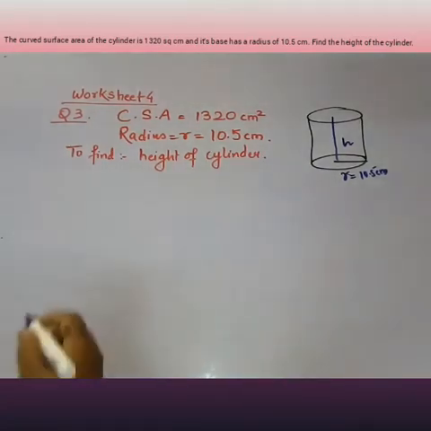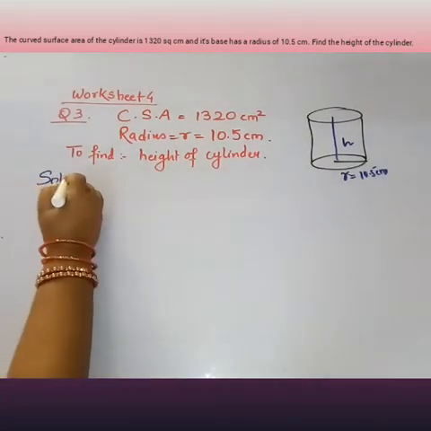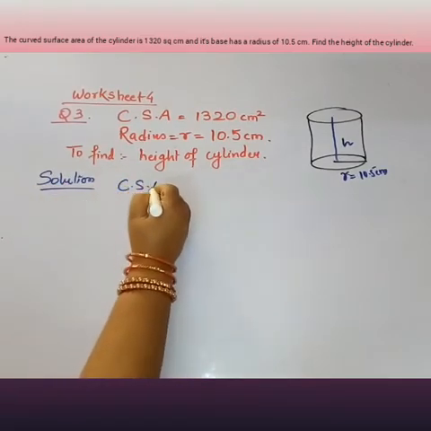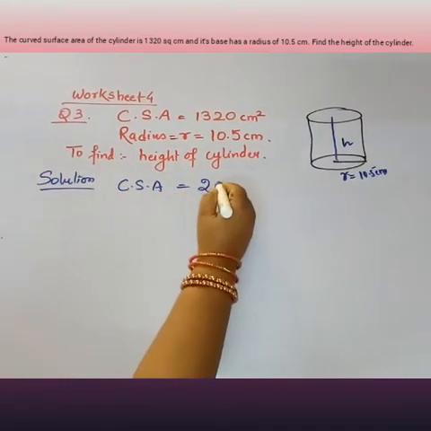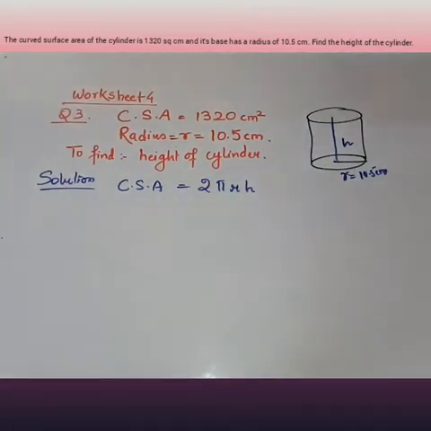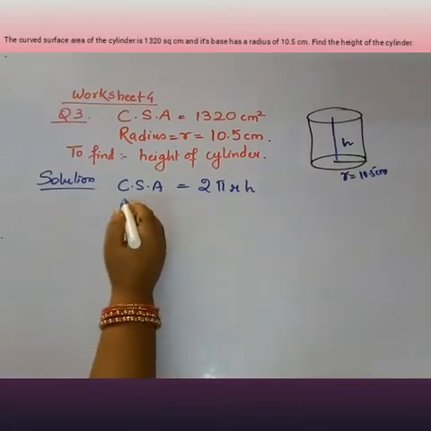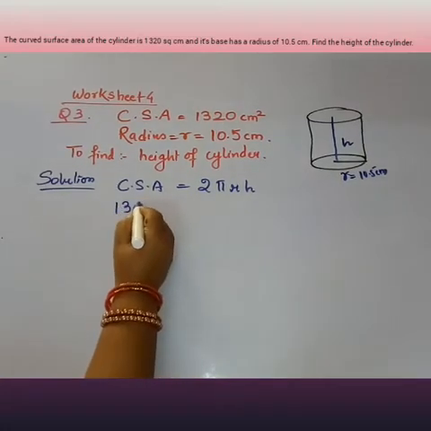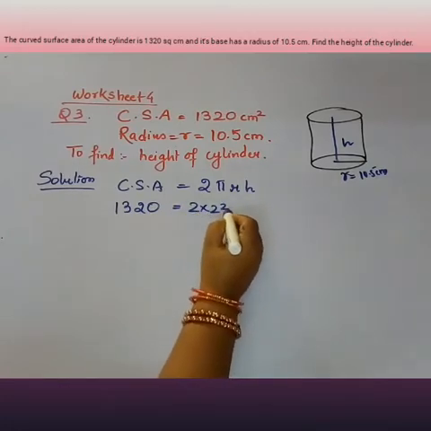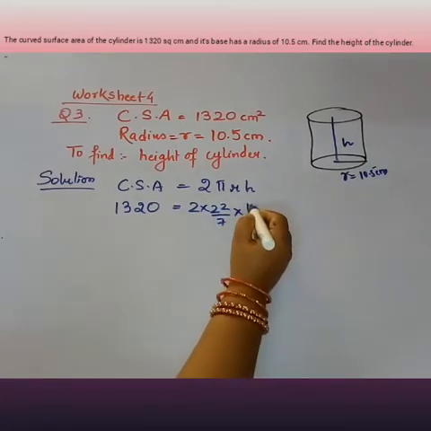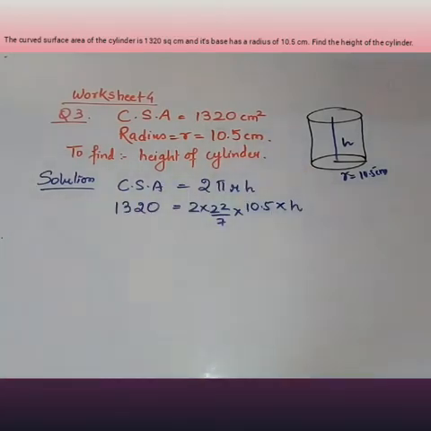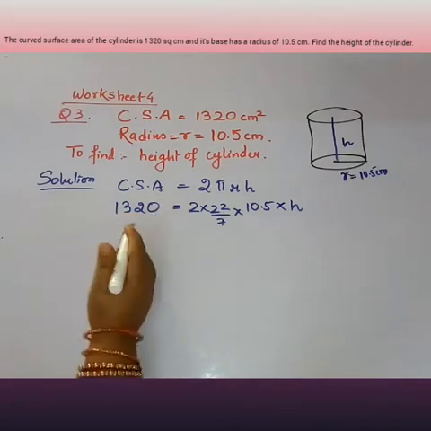Now, let's see. We know that the curved surface area of a cylinder is 2 pi RH. The formula is 2 pi RH. And it's given, this is 1320. That means 2 into 22 by 7, R we know, that is 10.5, and height we don't know. So I'm going to transpose all these things to this side.